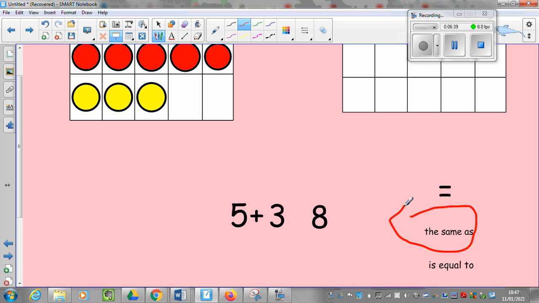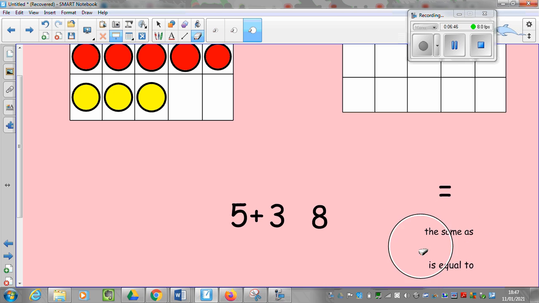Now, if you were super clever and you told me that the equal sign means the same as, or is equal to, give your talk partner a high five now. Woohoo! You guys are amazing.